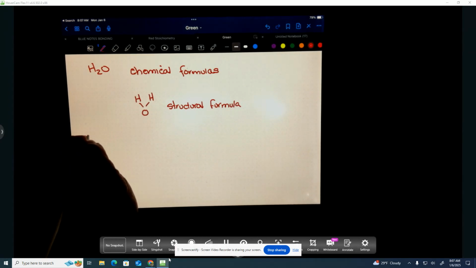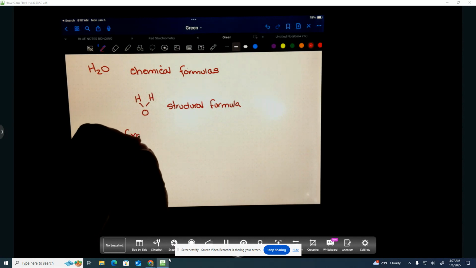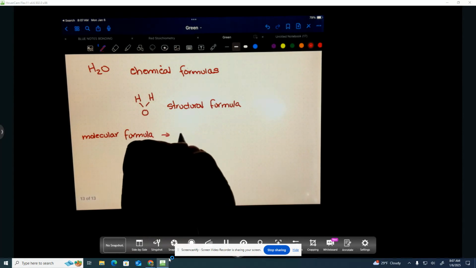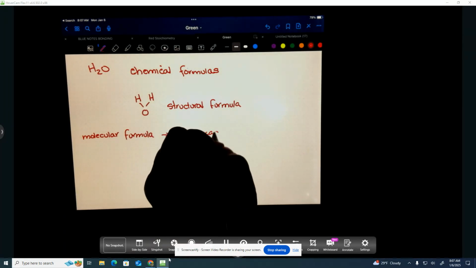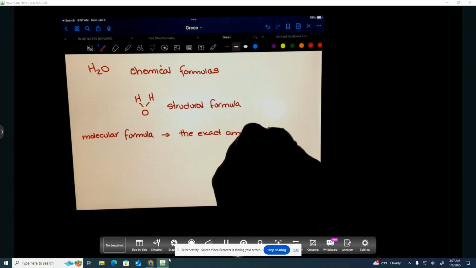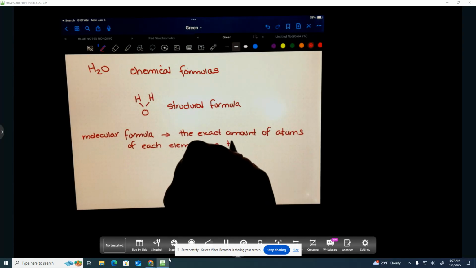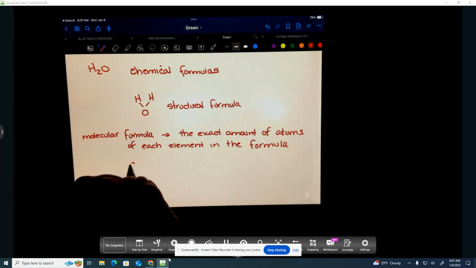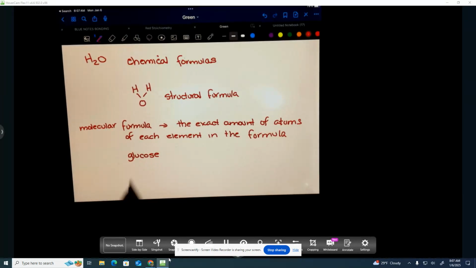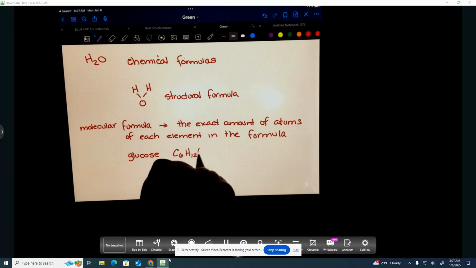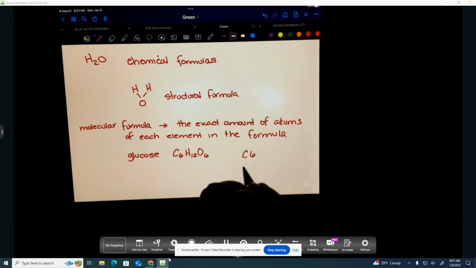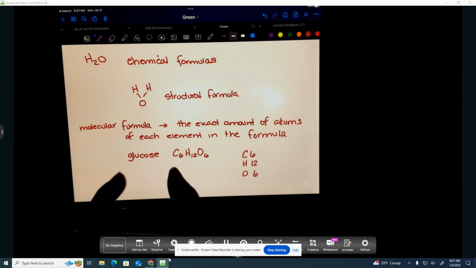There is also something called a molecular formula. And a molecular formula is going to tell us the exact amount of atoms of each element in the formula. For example, glucose. Glucose has the formula C6H12O6. This means there are 6 carbons, 12 hydrogens, and 6 oxygens in that formula. It's a discrete unit. So the molecule for glucose has 6 carbons, 12 hydrogens, and 6 oxygens. Okay, that's the second type of formula.